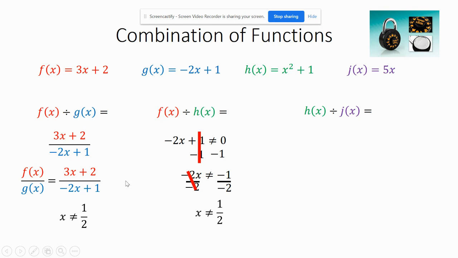So basically, this is true. I just write the 3x plus 2 divided by the negative quantity negative 2x plus 1, as long as x is not 1/2, it will work. So here, I'm going to do this problem right here.